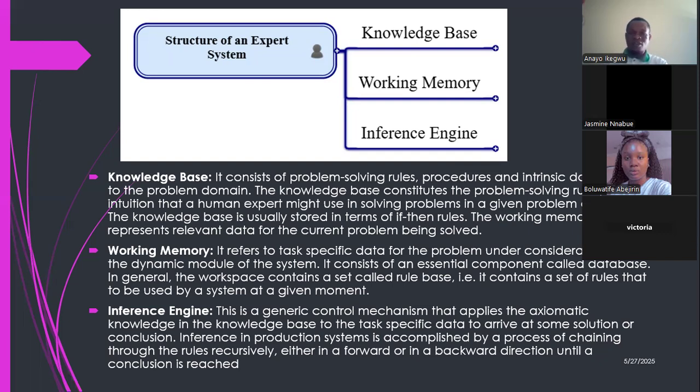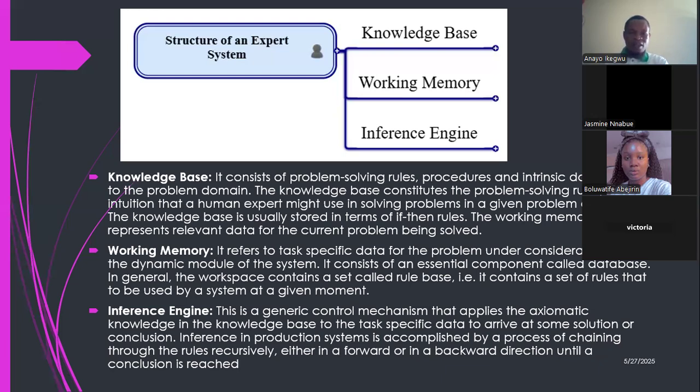because the knowledge base constitutes the problem-solving rules, facts, or intuitions that a human expert might use in solving problems in a given problem domain. Then your working memory consists of an essential component called the database, which generally is the workspace and contains a set called the rule base. That is, it contains a set of rules that enables the system at any given moment.